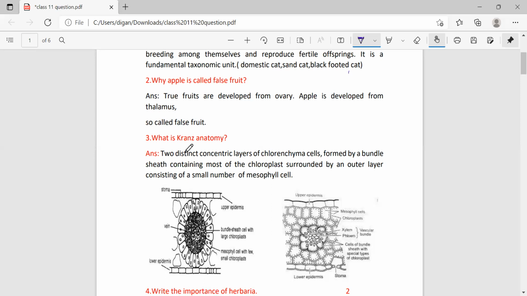So come to the definition: distinct concentric layers of chlorenchyma cells. Chlorenchyma cells means parenchyma cells which bear chloroplasts, formed by a bundle sheath containing most of the chloroplasts, surrounded by an outer layer consisting of a smaller number of mesophyll cells. So this is the definition, and this is the diagram of Kranz anatomy.